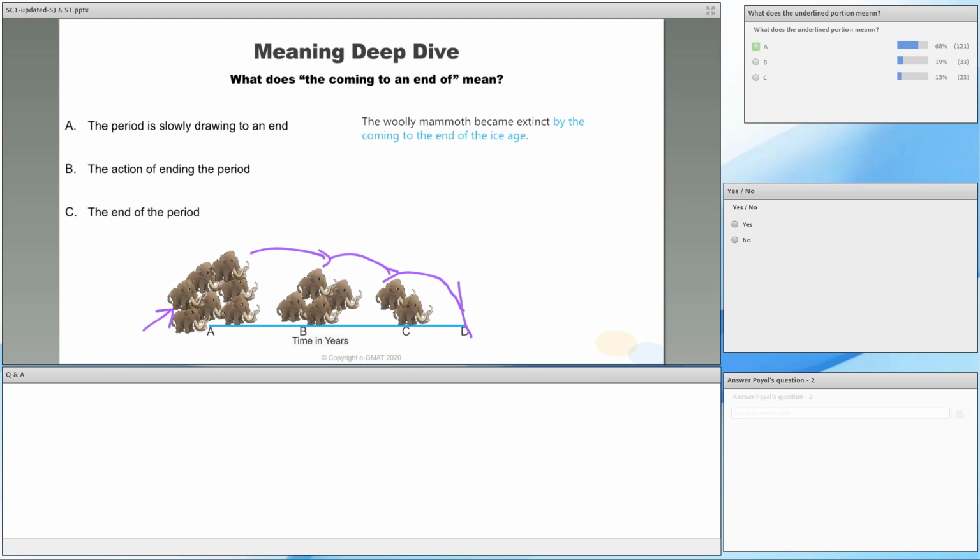So really, this period is slowly approaching. The period is winding down, right? We were all looking forward, starting in April, to the coming to an end of 2020, right? The approaching end. Now, if we look at choice B, the action of ending the period, that would be similar to saying the woolly mammoth became extinct by the ending of the Ice Age.